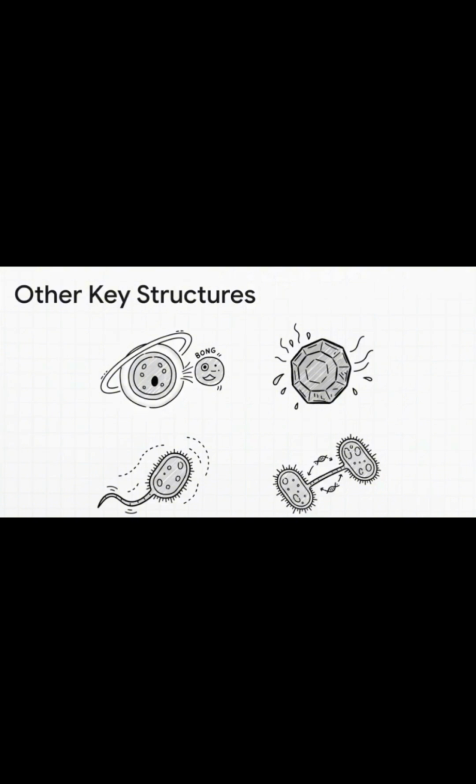Let's hit these other structures real quick. Capsules are basically these slimy sugar coats that make bacteria hard for our immune cells to grab onto and eat, a huge virulence factor we'll circle back to. Spores, think of them as tiny bacterial survival pods. They let bugs like Clostridium and Bacillus survive almost anything, heat, chemicals, you name it. And finally, you have pili, which are like little grappling hooks for sticking to surfaces, like your bladder wall, and for swapping DNA, which is a huge deal for spreading antibiotic resistance.